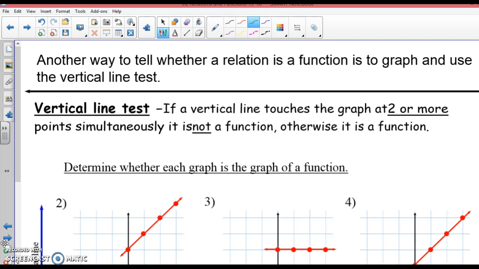Another way to tell if a relation is a function, when you have a graph, is using the vertical line test. And I talked about this yesterday. Of the vertical line test, if a vertical line touches the graph at 2 or more points simultaneously, it is not a function. Otherwise, it is a function. We say it passes the test if it touches once. It fails the vertical line test if it touches twice.